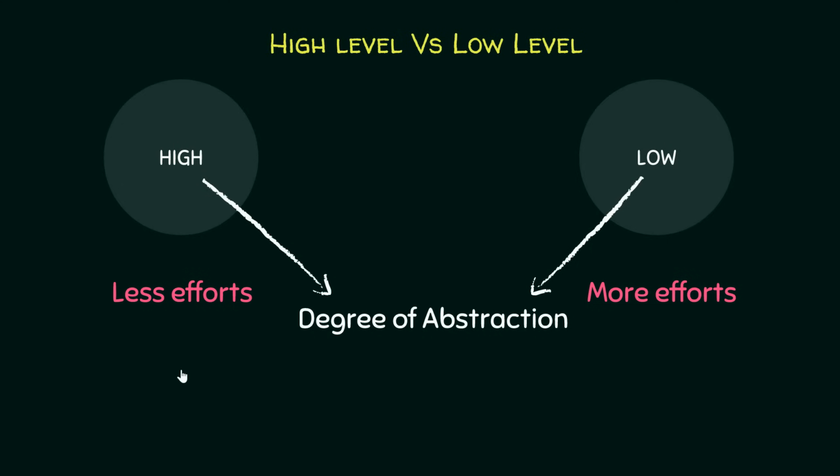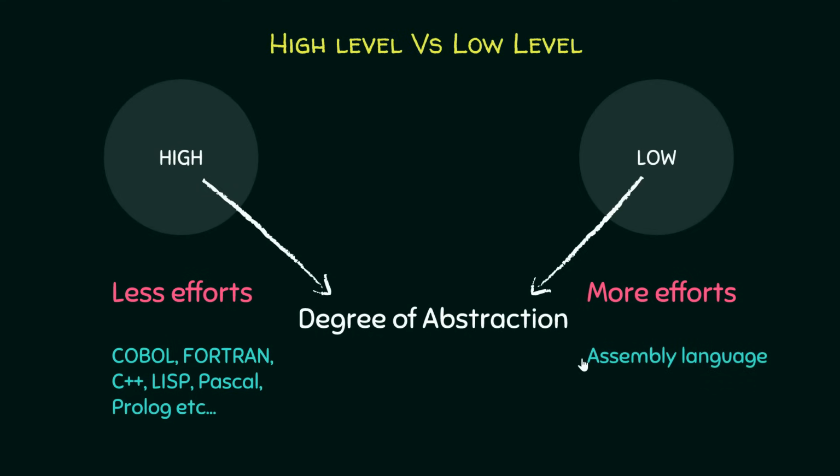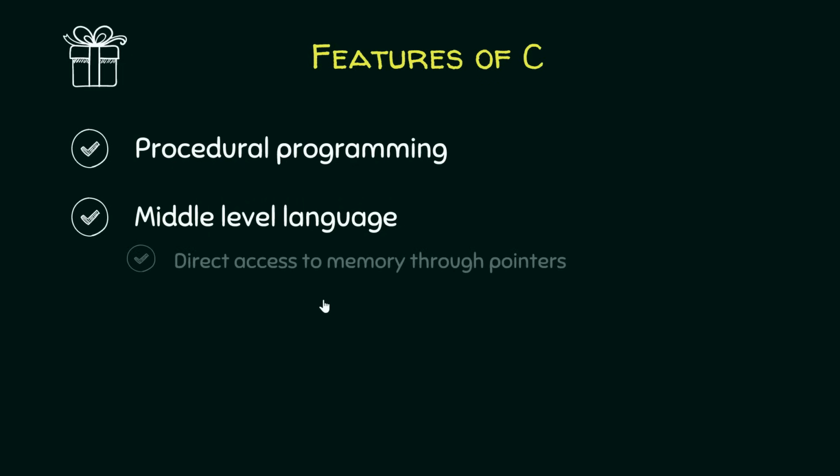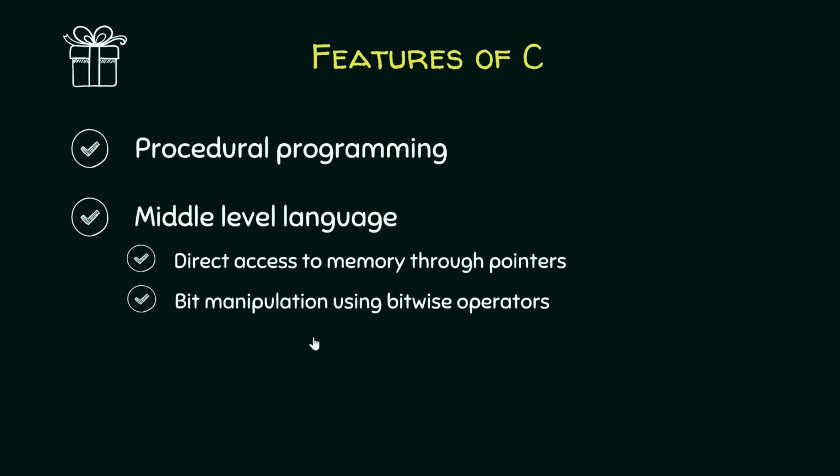Examples of high-level programming languages are COBOL, Fortran, C++, Lisp, Pascal, Prolog, etc. And an example of a low-level language is assembly language. There is one more level which is called middle level, which is neither high nor low. C language is called a middle level language because it does make programming simpler for human beings. But on the other hand, it also allows us to access system level features such as direct access to memory through pointers, bit manipulations using bitwise operators, and writing assembly code within C code.